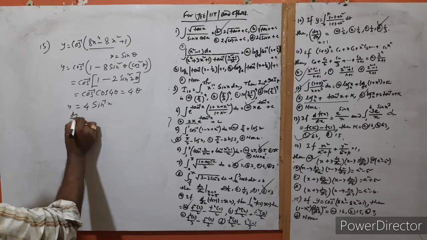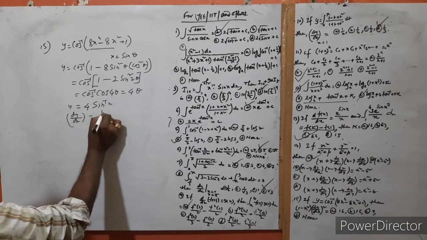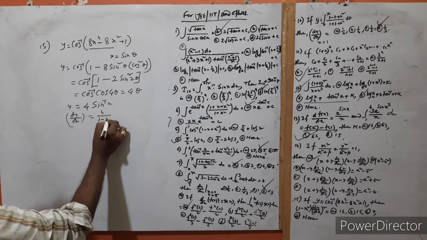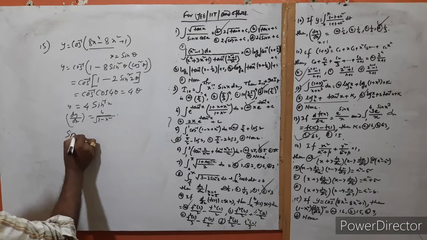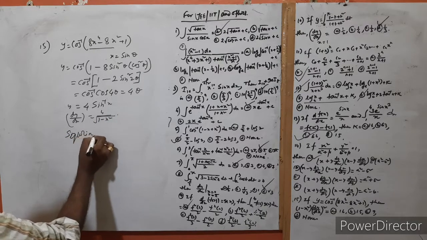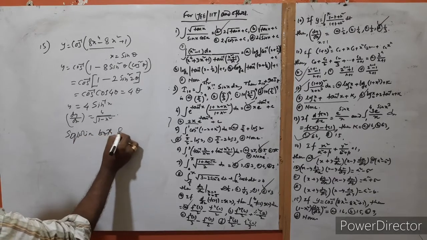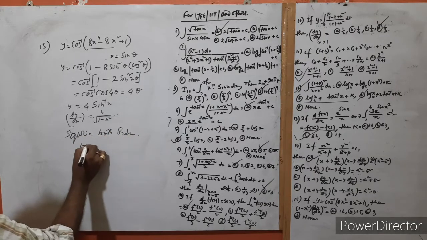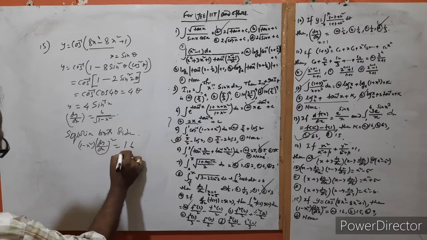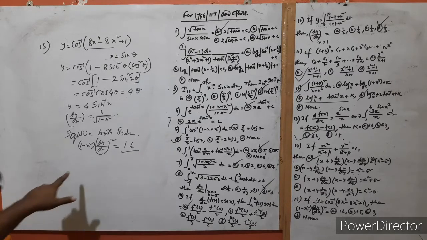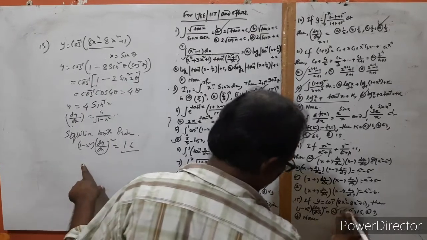So now differentiate: dy dx is equal to 4 by root over 1 minus x square. Squaring both sides, then 1 minus x square times dy dx whole square is equal to 16. So this is 16, option A.